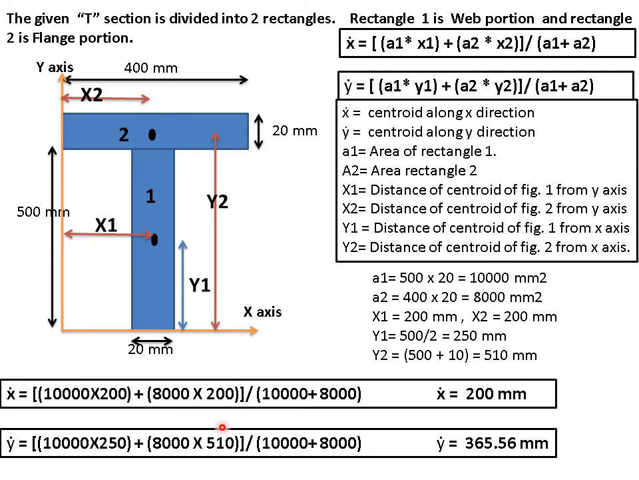Put all these values in the equation, and you will get x bar equal to 200 mm and y bar equal to 365. So on the line joining this point and this point, somewhere here the centroid will lie. Let us say it lies here. Its y coordinate measured from the base is 365.56 mm.